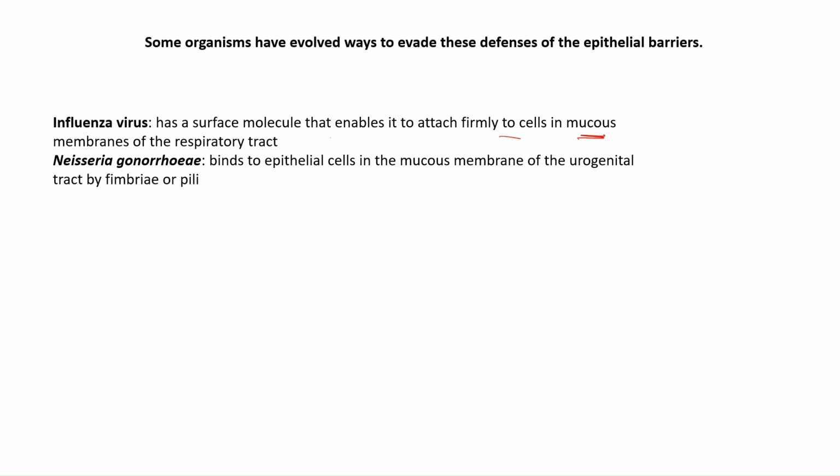Then we have Neisseria gonorrhoeae that binds to the epithelial cells in the mucous membrane of the urogenital tract by fimbriae or pili. They have pili or fimbriae, due to which it binds with the mucous membrane of the urogenital tract very tightly, and because of which our body cannot remove it.